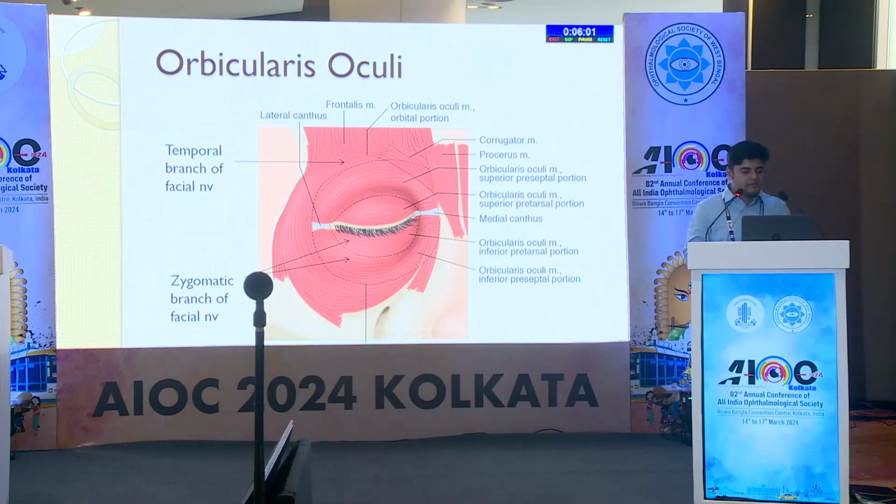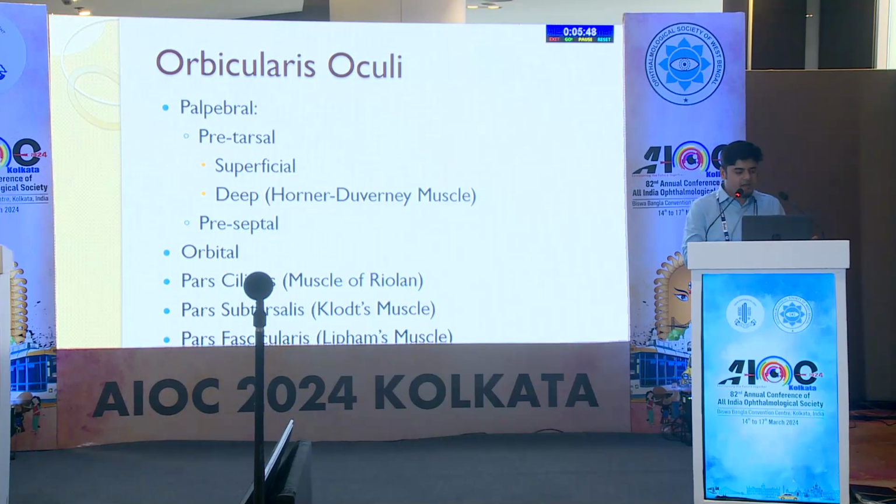It has various parts, and the orbital portion is supplied by the temporal branch of the facial nerve, and the zygomatic branch of the facial nerve supplies the palpebral part, the preseptal and the pretarsal. Here we can see the different parts, already I have mentioned. The pretarsal part is further subdivided into superficial and deep. The deep is also known as the Horner-Duverney muscle.